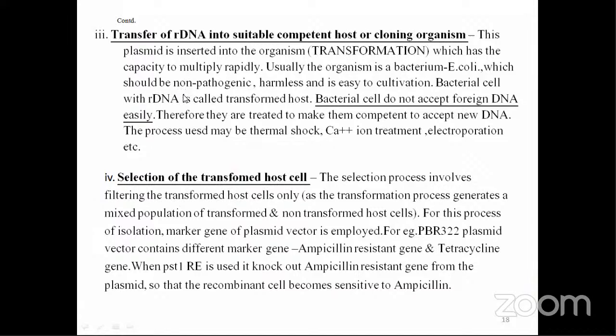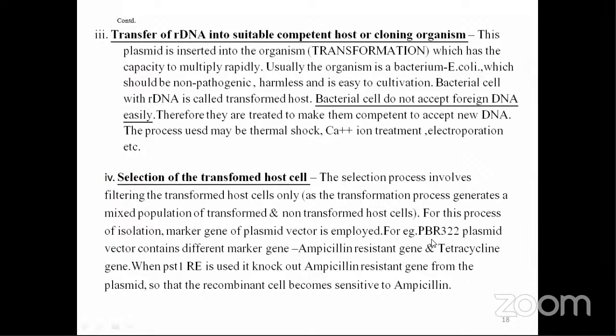Now what happens, students? Even the bacterial cells' original DNA is also multiplying, and this is also multiplying, so it gets mixed up, isn't it? Because it gets mixed up, we need the desired ones which we have inserted. So for that, selection is to be done. That is known as selection of the transformed host cell. The selection process involves filtering out transformed host cells only. As the transformation process generates a mixed population of transformed and non-transformed host cells, we need to filter that. Clear?